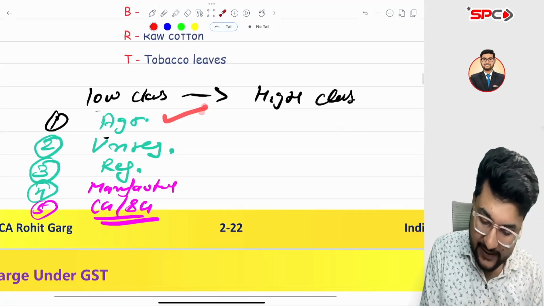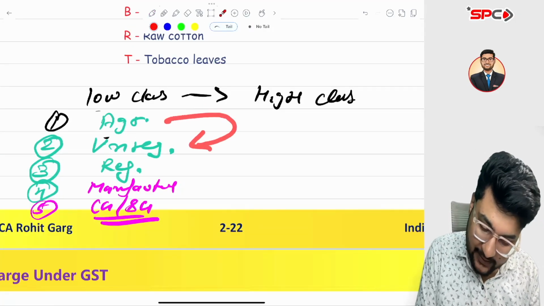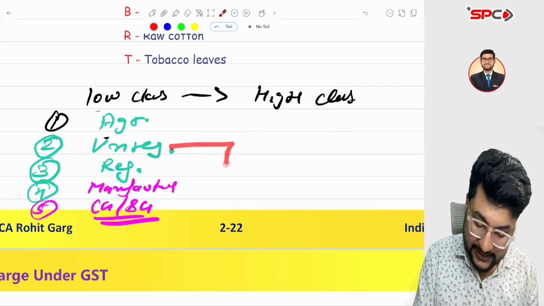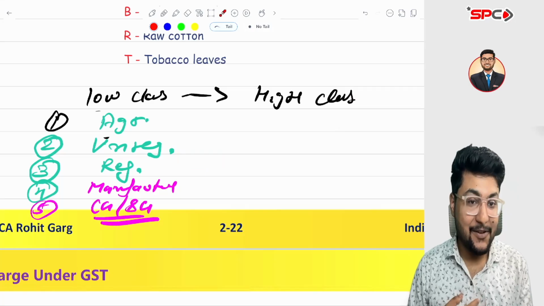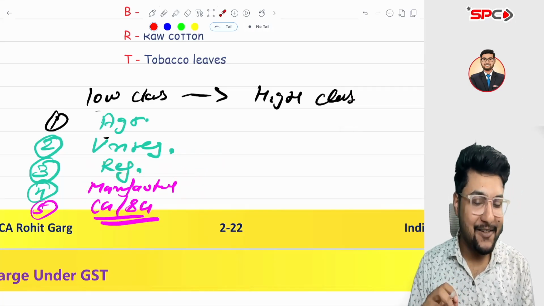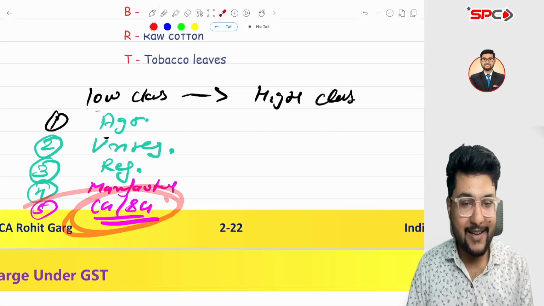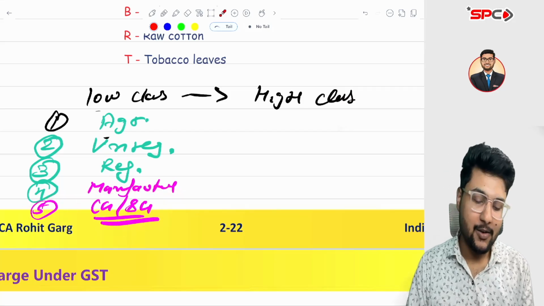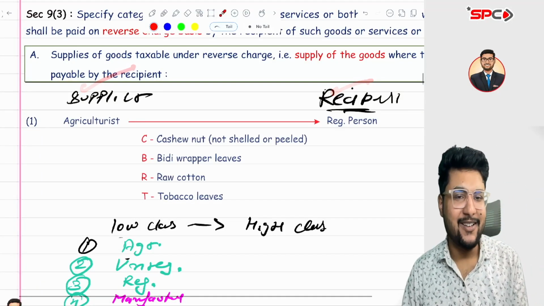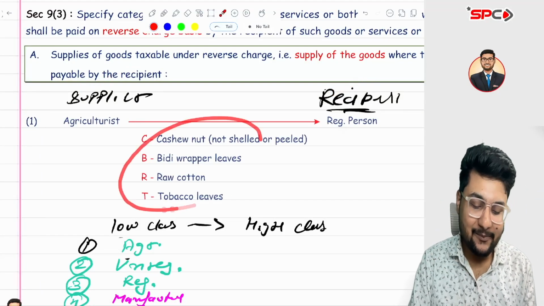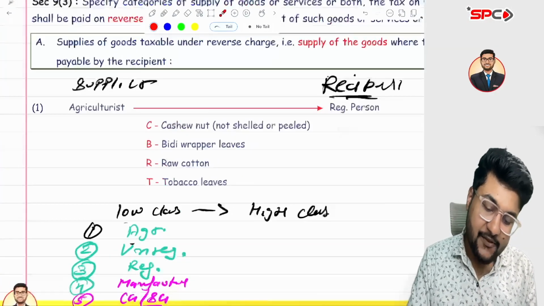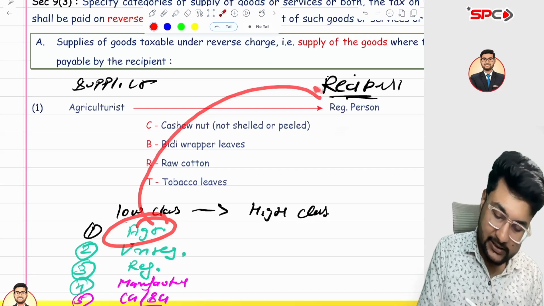So you have to follow that hierarchy. First is the agriculturist, then we earn a little bit and become unregistered, then we start earning more and take the GST registration. Then we are not satisfied yet, so we open a manufacturing plant, and after that the richest, highest class person is the central government and state government. Now our recipient is sorted, our supplier is sorted. Now the only challenge is goods. The first entry is an agriculturist supplying to a registered person.